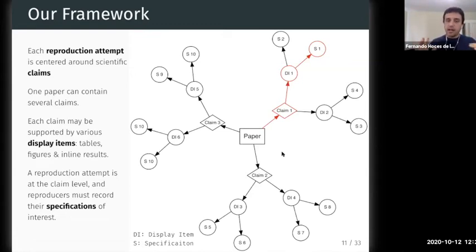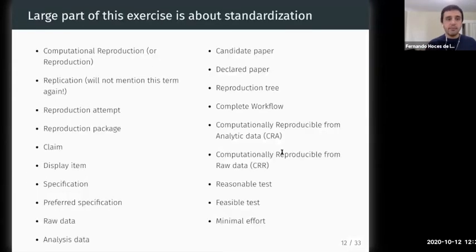And we want to guide the reproducer to assess the reproducibility of a display item and focus on a pre-specified specification that they're going to be testing. A large part of this exercise is basically along the lines of standardizing language. So we're not claiming to invent something wildly new here. It's just that, at least for this exercise, we're trying to agree on certain definitions.